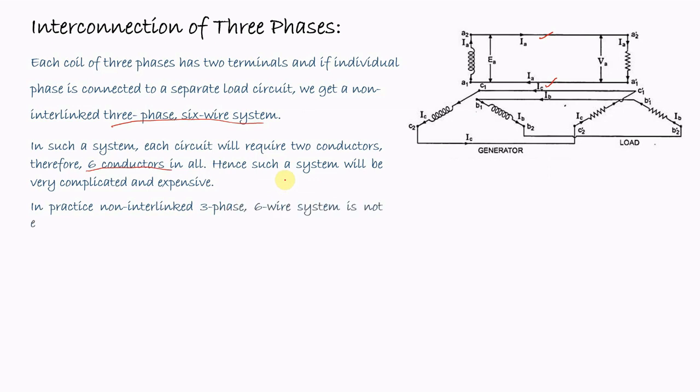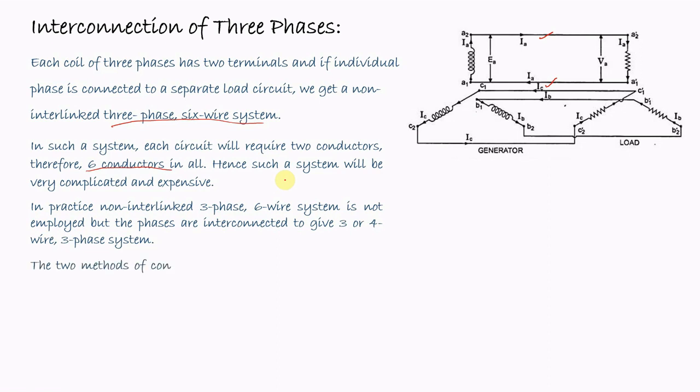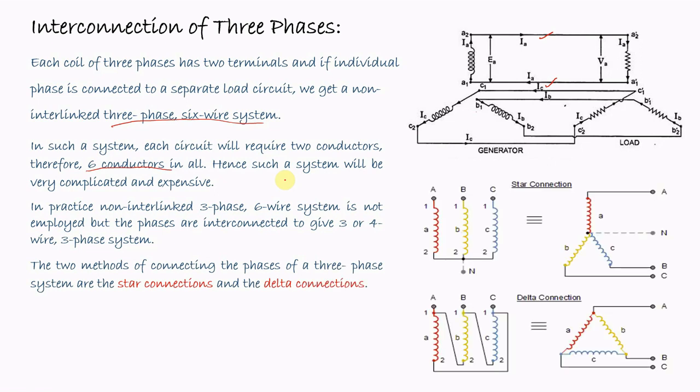So in practice, a non-interlinked three-phase 6-wire system is not employed, but the phases are interconnected to give a three-phase 3-wire or three-phase 4-wire system. That means we have to interconnect the three coils. There are two different methods to connect the three coils. The first one is called the star connected system, and the second one is called the delta connected system. So let's see the figure.